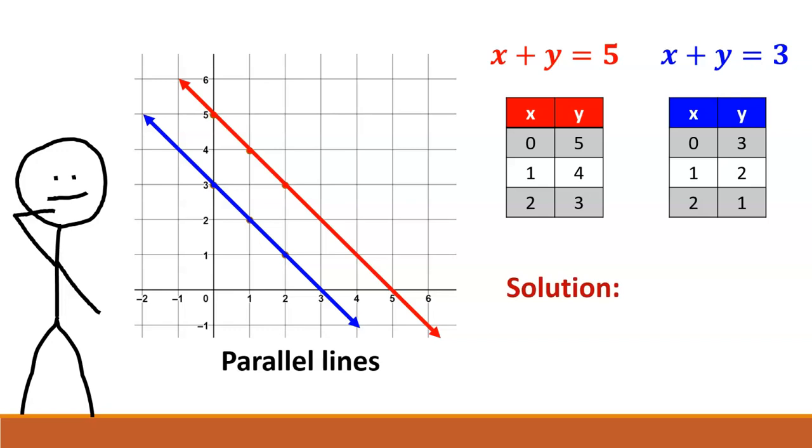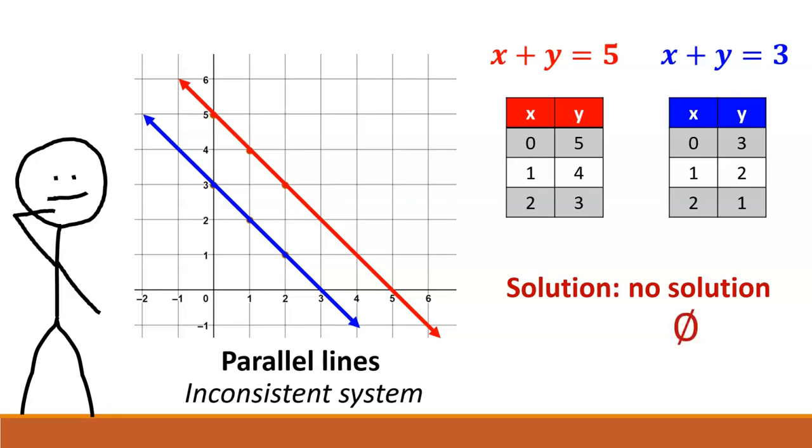Well, if you have lines that never cross, that's called an inconsistent system, then there is no point that they have in common. So the solution is that there's no solution. Another way we can write that is with the empty set symbol. That means that there are no ordered pairs that make both equations true at the same time. When we have a graph, it's pretty easy to see that these lines don't cross, so there's no point that's in common to both lines.